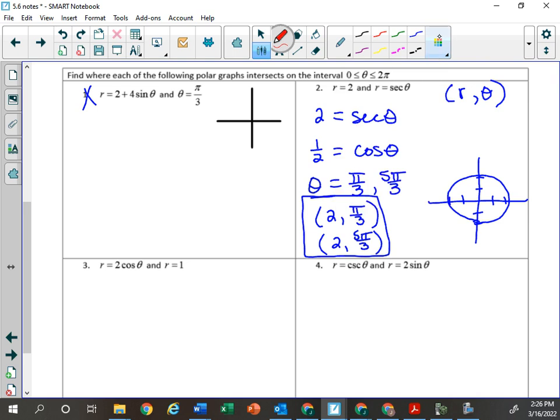All right, and then r equals secant of theta. What is that? It's a vertical line at 1. All right, so we can easily see there are two intersections.